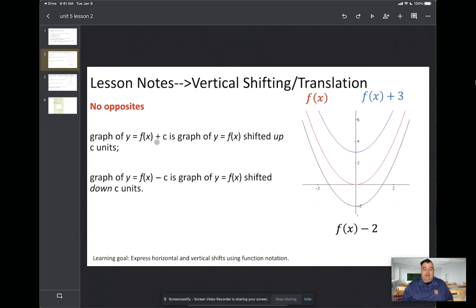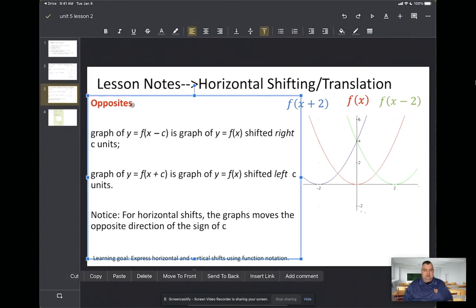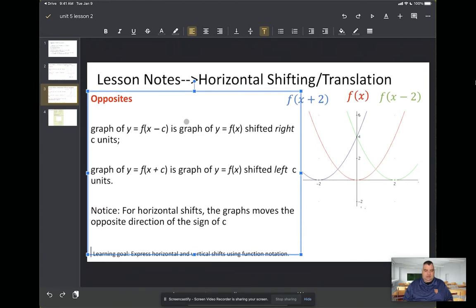the amount that we shift by is going to go outside the parentheses, and we're not going to do the opposite. Similarly, if we're shifting down, same thing. If we're doing a horizontal shift, we are going to do the opposites, but we're going to do the opposites on the inside of the parentheses. So opposites will go on the inside of the parentheses.